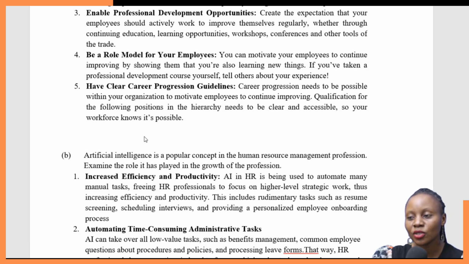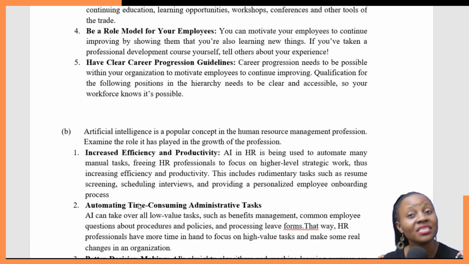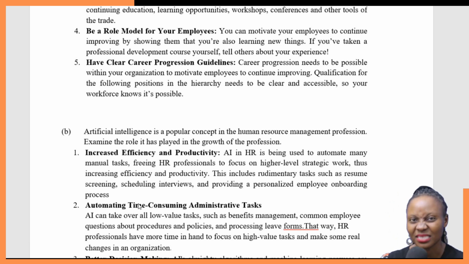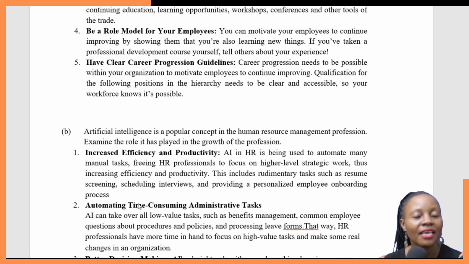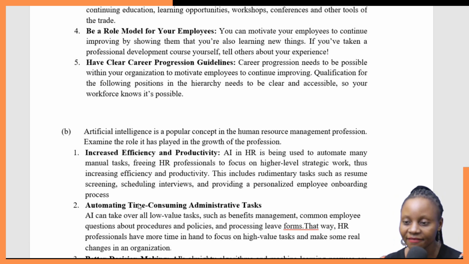Number 2, artificial intelligence has enabled automating time-consuming administrative tasks, especially now that we are talking about HR. So it has enabled operations to be done in a very quick, very speedy way, and because of that it saves a lot of time for the people in the HR department or organization, and as a result people will have enough time to concentrate on their core and major activities.